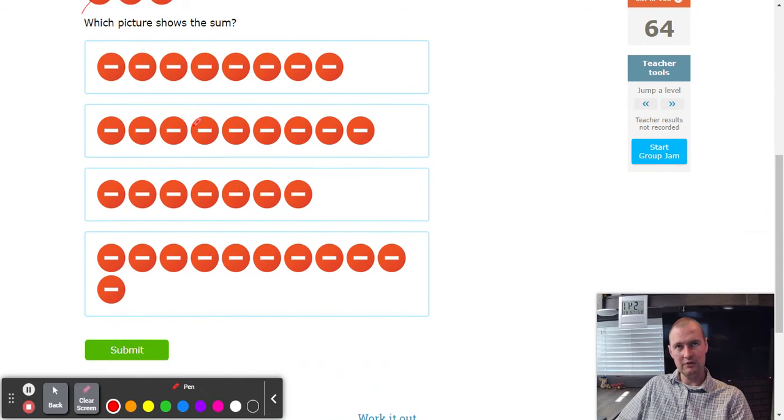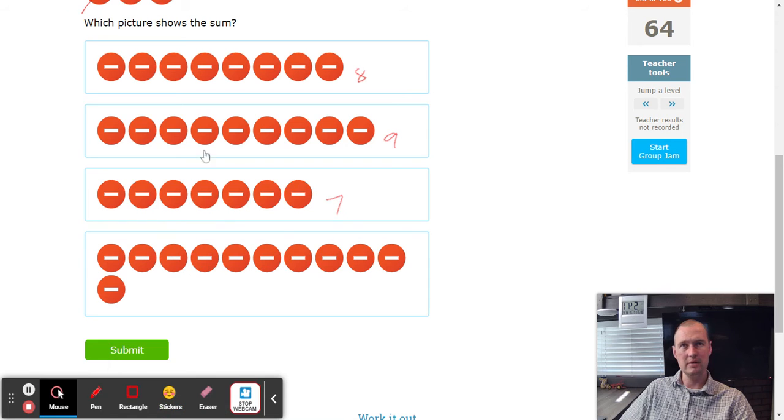So now I got to go fishing for some 9 counters. We have 8 here. We got 9 here. We got 7 here and way too many here. I don't want to count all that. But we're looking for the one with 9 counters. It has to be the second one down.